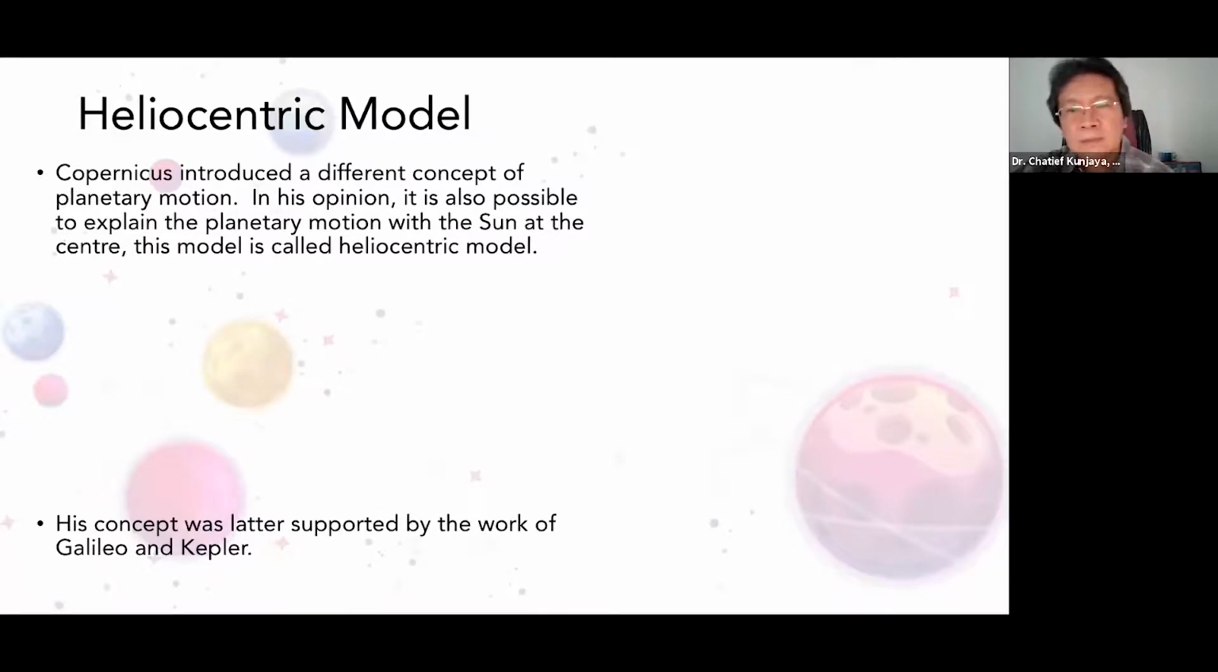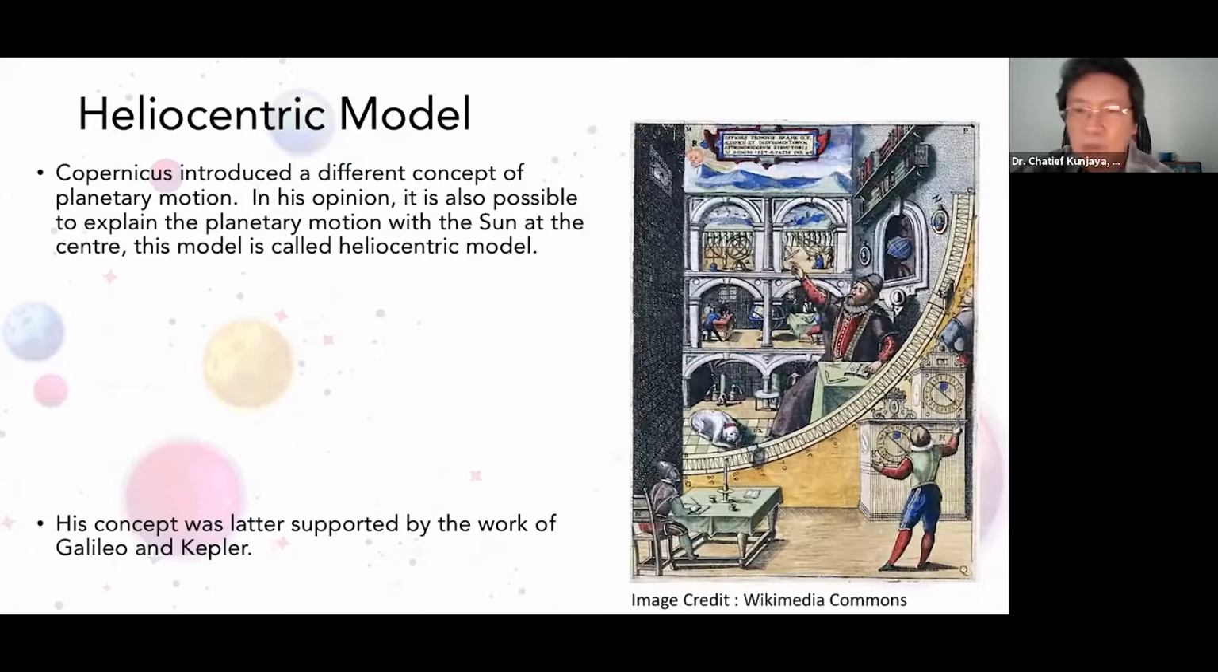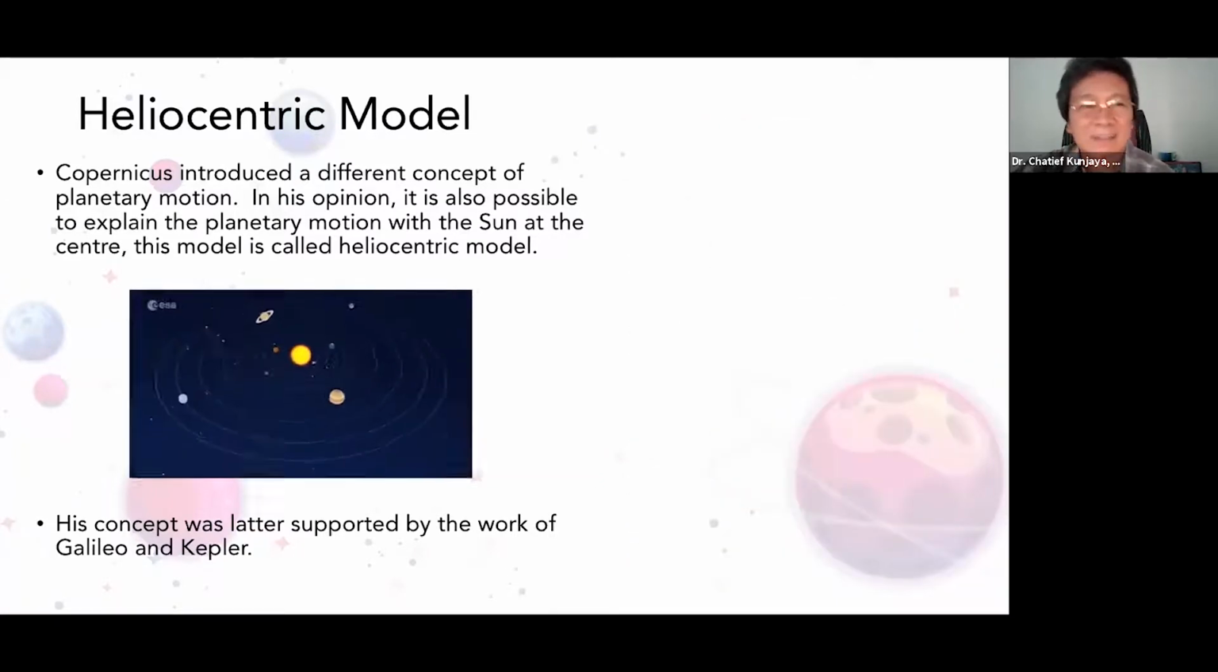But Copernicus introduced a different concept of planetary motion. In his opinion, it is possible to explain the planetary motion with the sun at the center. This model is called the heliocentric model. Copernicus did not say that the previous theory is wrong. No, he just gave an alternative.